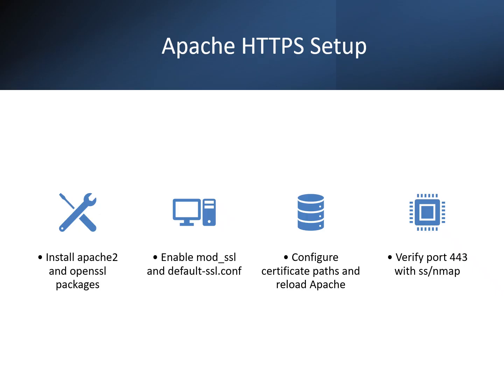Apache HTTPS setup. Now on the Linux side, we'll configure Apache. First install Apache and OpenSSL, then enable the SSL module with a2enmod ssl and activate the default SSL site. If needed, we generate a self-signed certificate with OpenSSL. In the site's configuration file, we enable SSLEngine on and point to the certificate and key files.